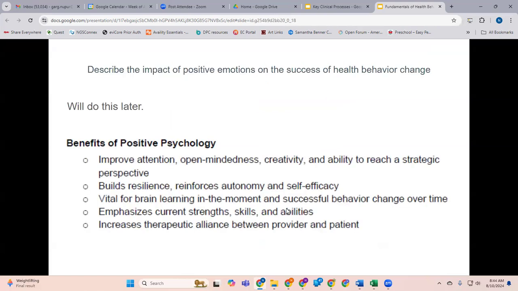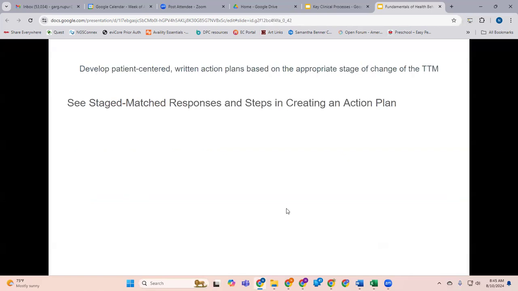Describe the impact of positive emotions on the success of health behavior. We will talk about this in depth later, but some of the benefits of positive psychology are that it improves attention, open-mindedness, creativity, troubleshooting, problem solving, and the ability to reach a strategic perspective. It builds resilience. Positive psychology is basically about finding the joy in your own value systems and how those relate to what you want to achieve with your health goals. You could see how it could be all-around beneficial. Positive psychology is throughout your entire appointment, from beginning to end.